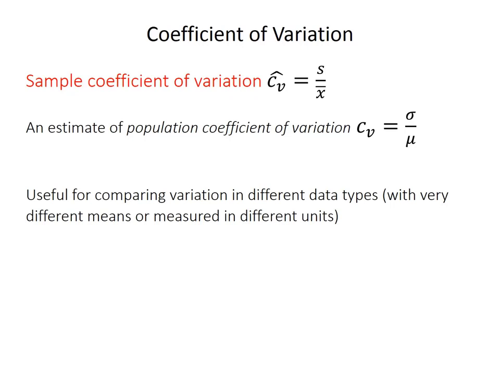Remember that variance has some relation to the mean itself. It's important to note that just because the means are different, you don't necessarily want to use coefficient of variation. You really want to use it if that difference in means is actually important, as opposed to just being sort of random noise in your data.